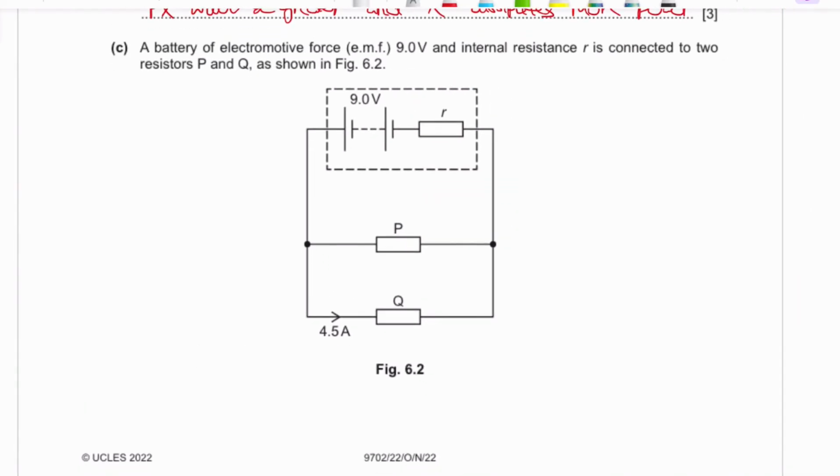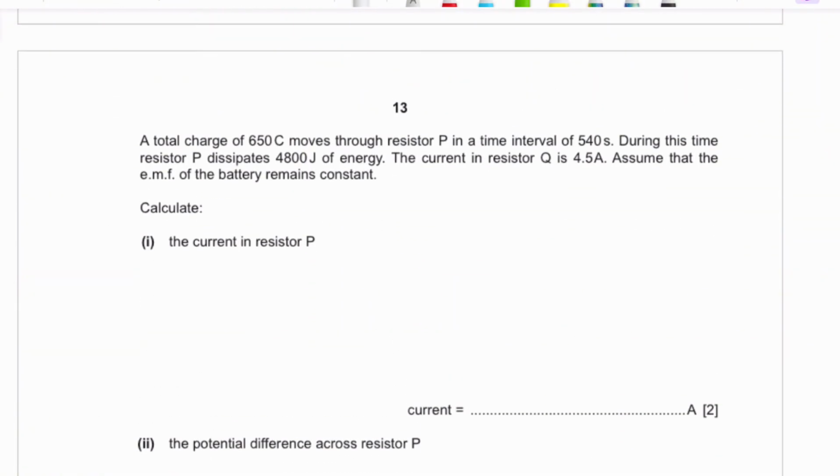Part C, I'm given a battery of EMF 9 volts and internal resistance R connected to resistors P and Q. So basically at this point, this is a parallel connection, right? Why is it parallel? Because there's a junction here for current to branch through. The presence of a junction means current can move in two separate directions, meaning that this is actually a parallel connection, okay? A total charge of 650 moves through the resistor in a time interval of 540.